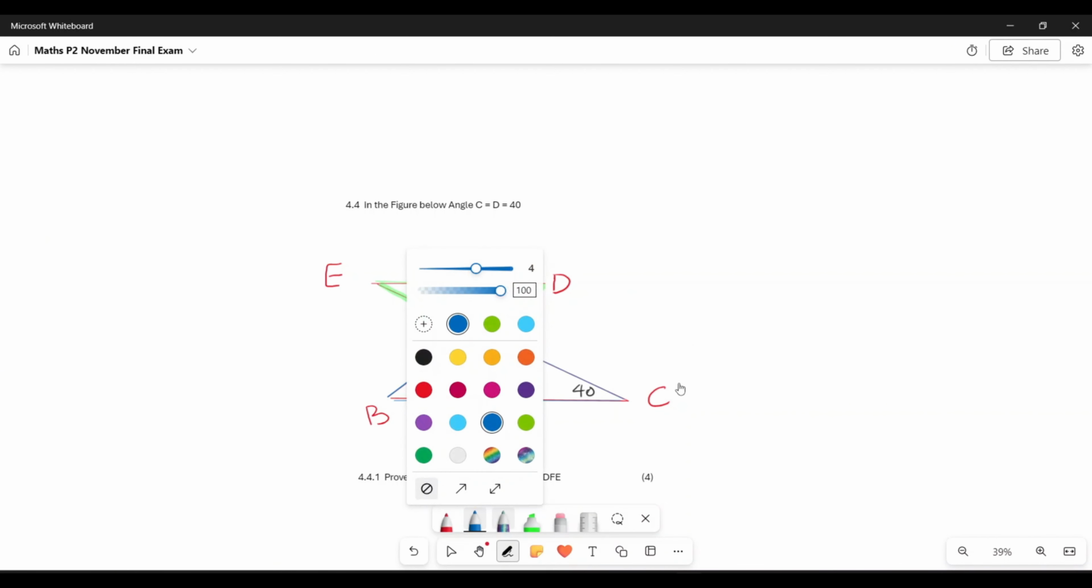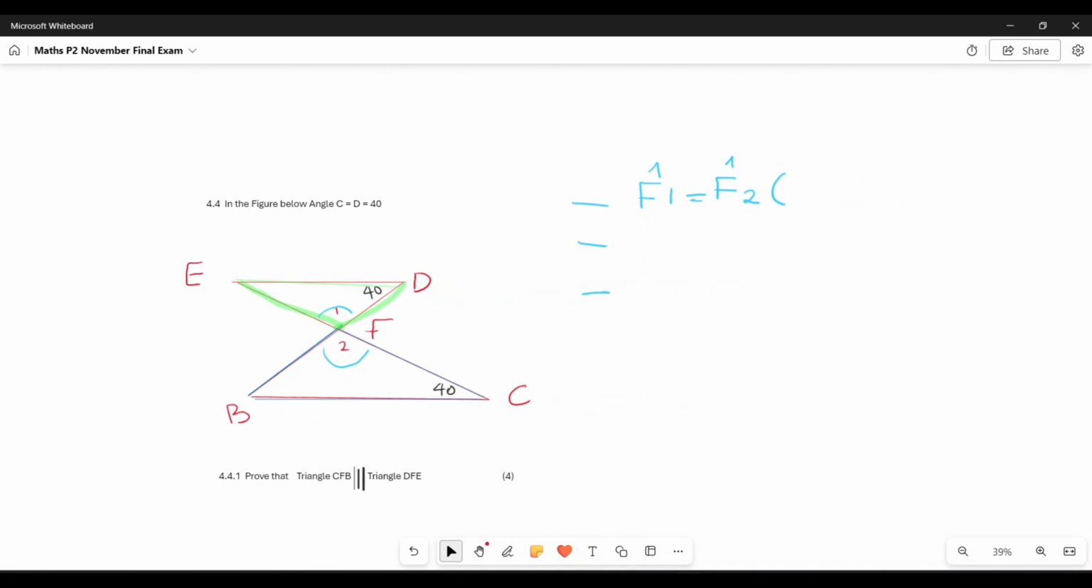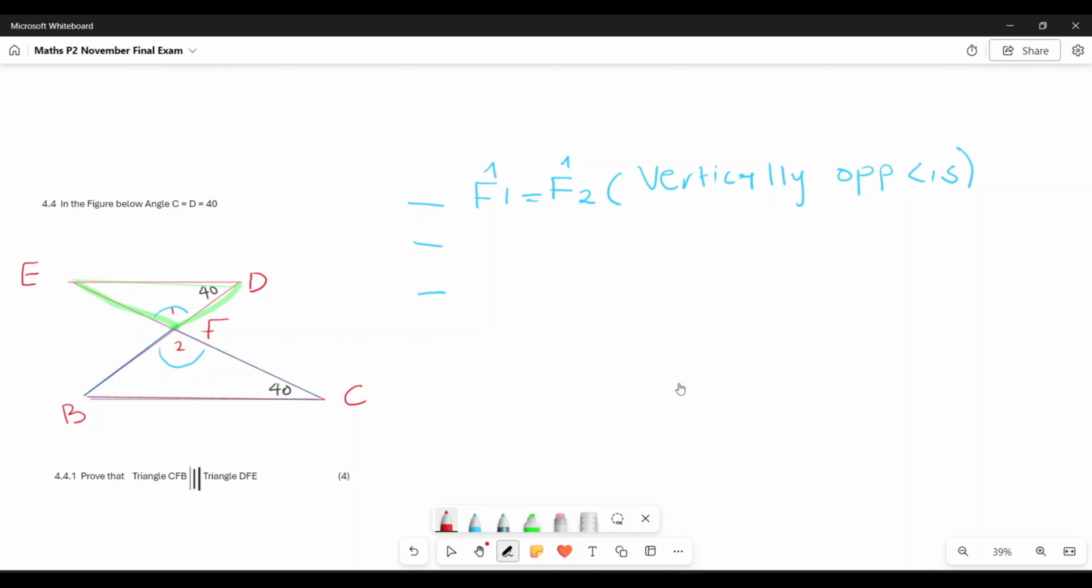And as I've said, to prove similarity, you need to prove that three angles in those two triangles are exactly the same. Whenever you're proving similarity, first let me start by identifying those angles that are equal in the two triangles. Can you see that angle F1 and F2 are vertically opposite? So what do we know about vertically opposite angles? We know that vertically opposite angles are equal to one another. So here, angle F1 is equal to angle F2, and my reason would be vertically opposite angles. Also, angle D is equal to angle C, and this was given.